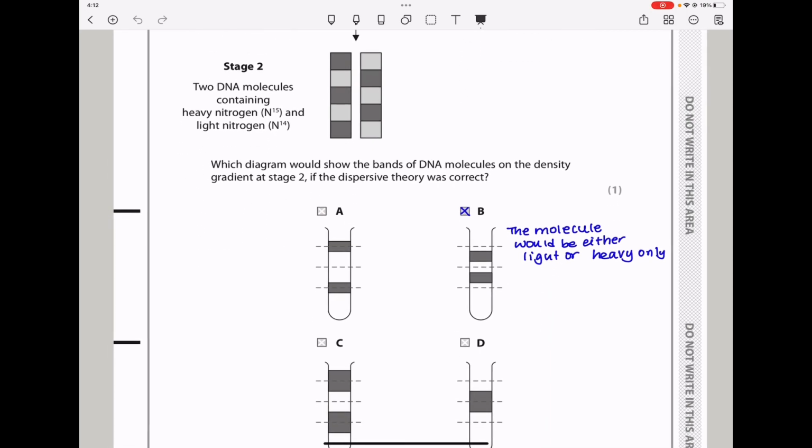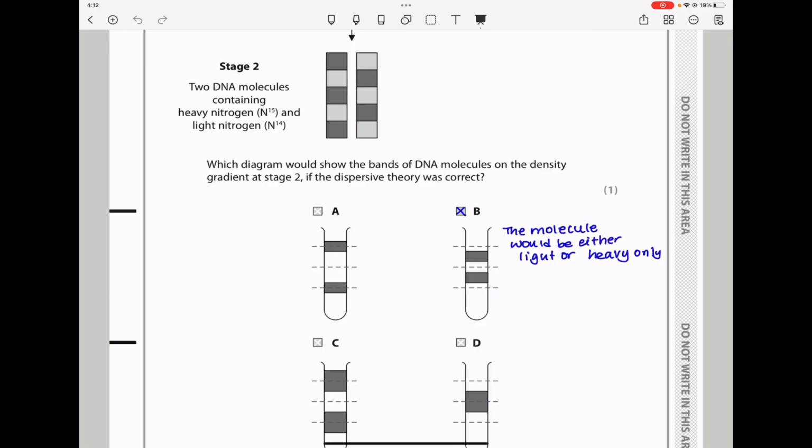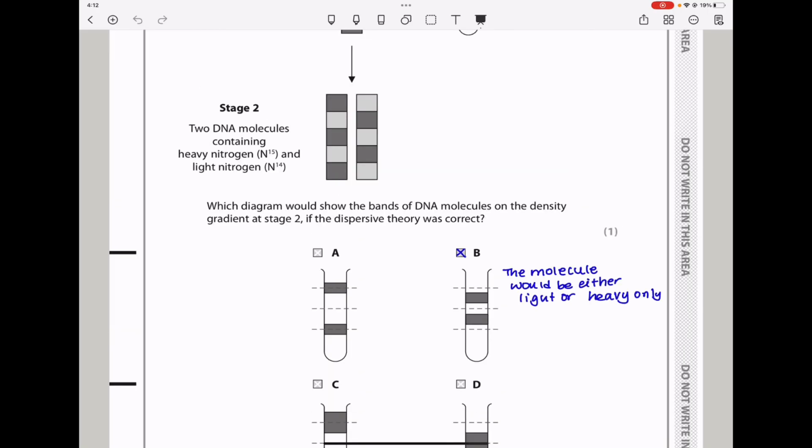The question here says, which diagram would show the bands of DNA molecules on the density gradient at stage 2 if the dispersive theory was correct? Here the DNA molecules will be either light or they'll be heavy, and therefore the corresponding answer should be B.